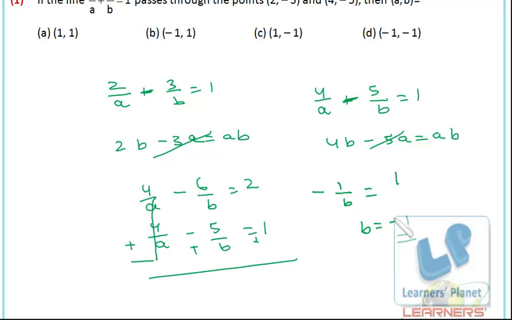Okay. Now you put the value of b over here or over here, you'll be able to get the value of a. So it is 2 by a plus 3 by 1 is equal to 1. So 2 by a is equal to minus 2. So a is also minus 1. So a is minus 1 and b is minus 1. Quite easy.